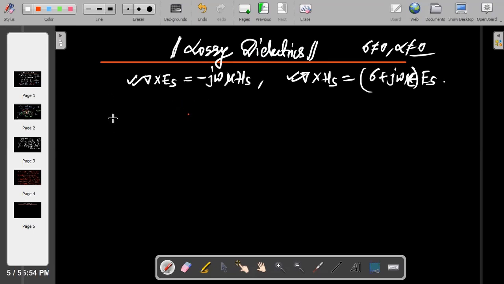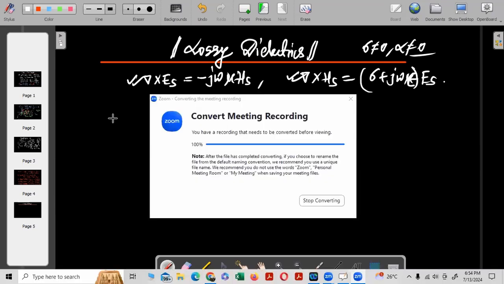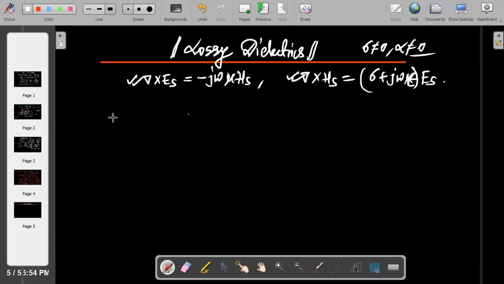So what I told in plane waves, during equation forming: if you start from this equation, all the equations will be in the form of E_s, the electric field. If you start from this equation, all the equations will be in the form of H_s. So let's start from this one. In the exam, it is your choice. You will write in the form of this one or this one.